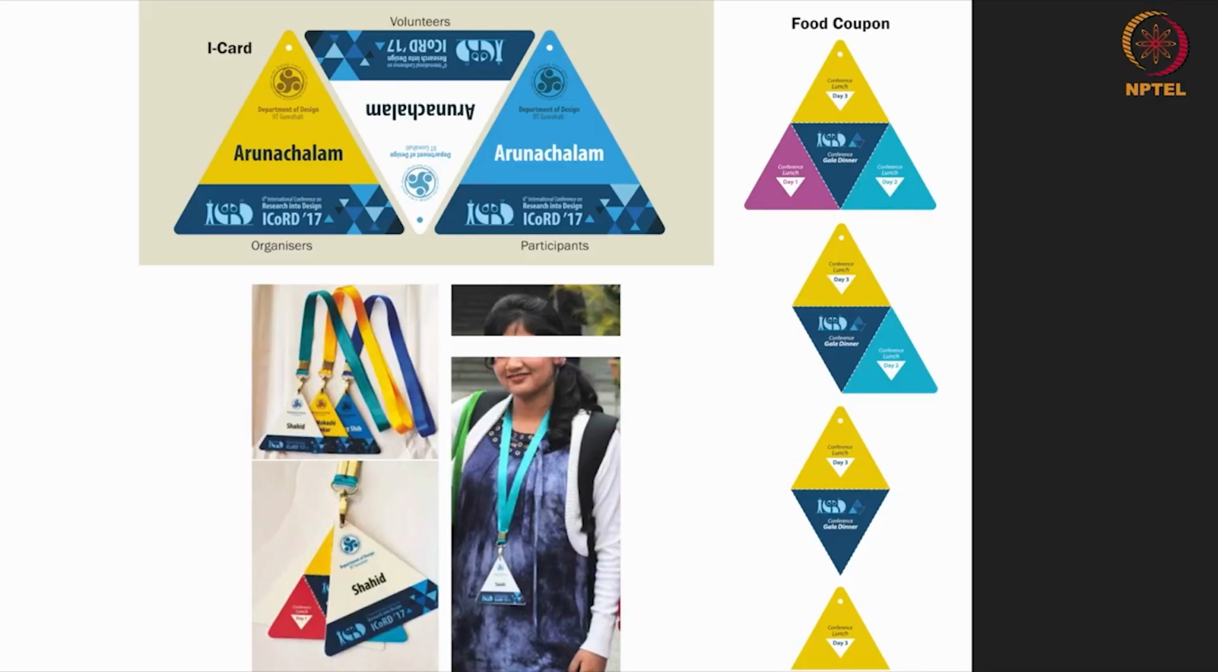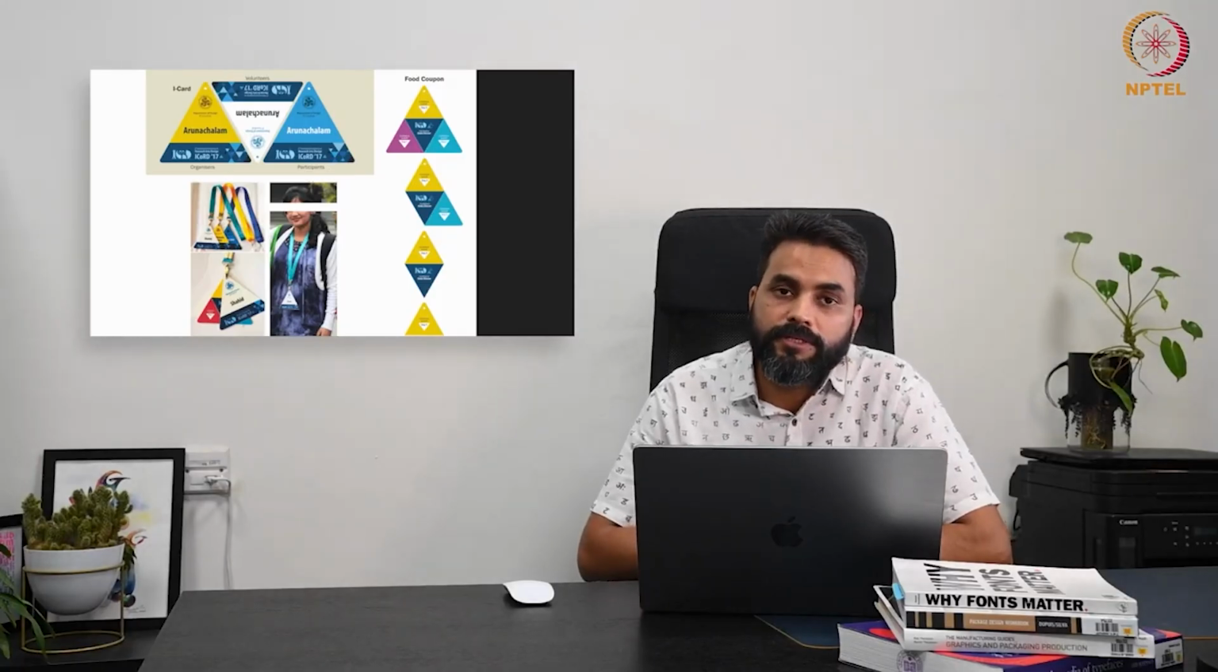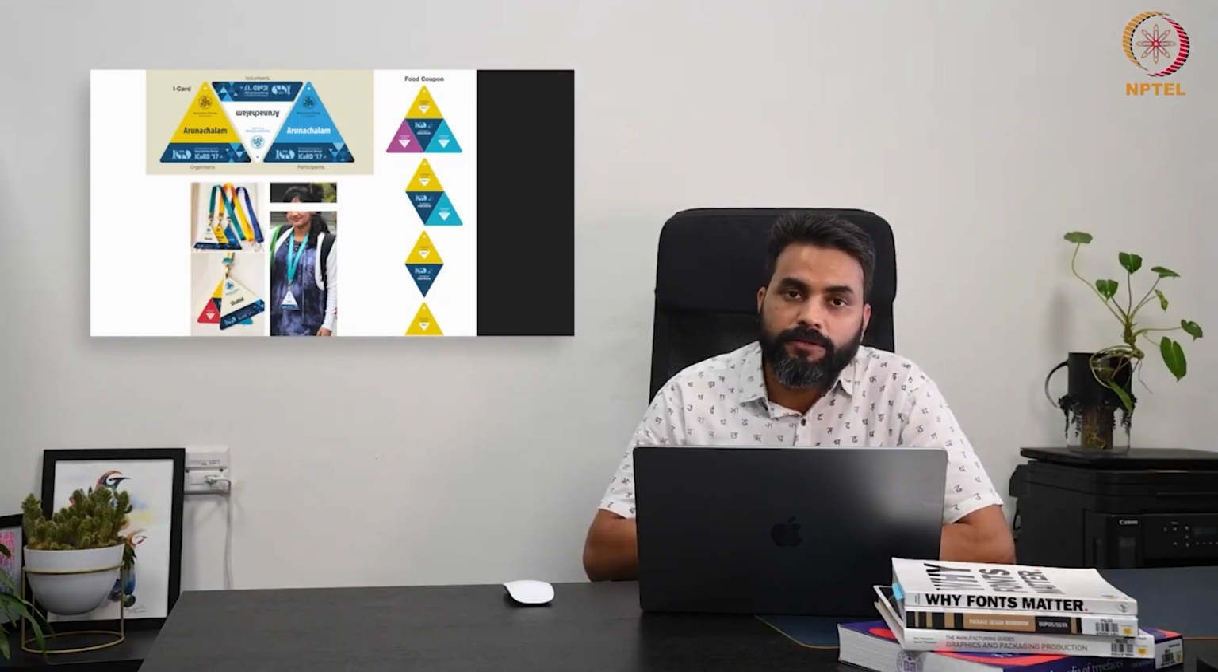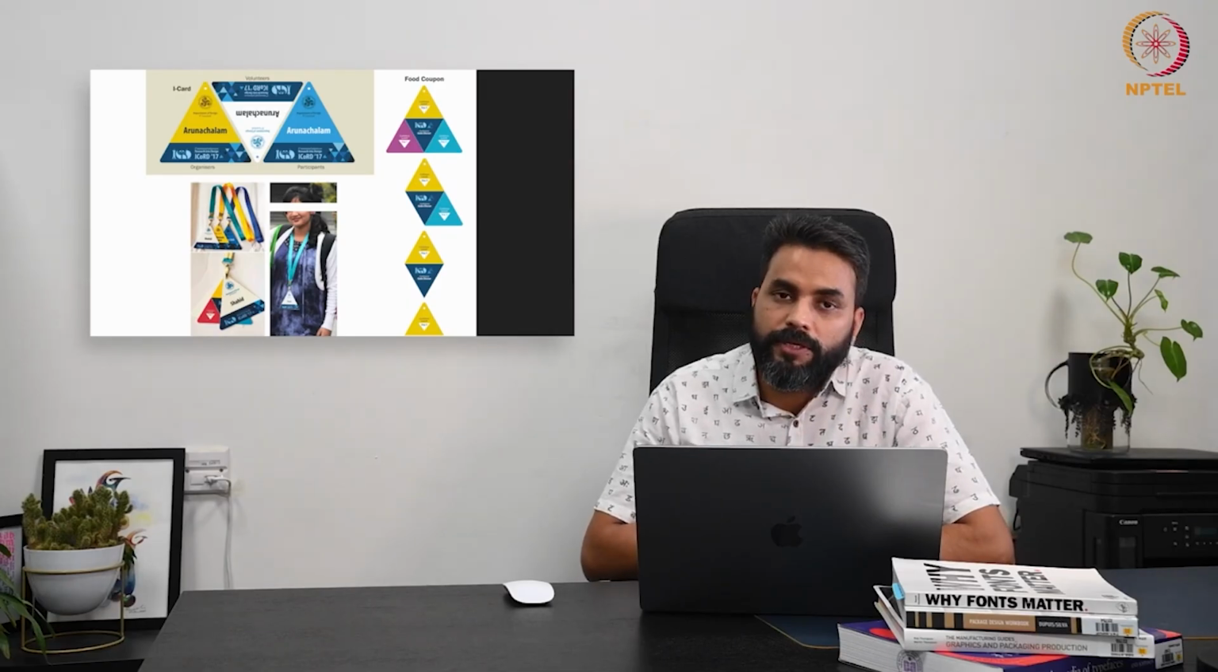And it is not just the banner, but this was also translated into ID cards, food coupons and multiple other collaterals as well. You can also notice the consistency has been created using these triangular shapes, which are repeated in all the collaterals. So remember, consistency is going to help you in creating a very rhythmic flow within any publication design.